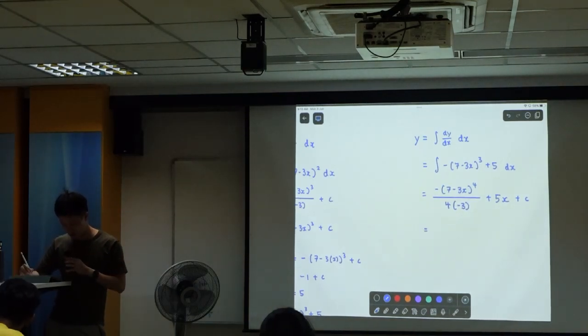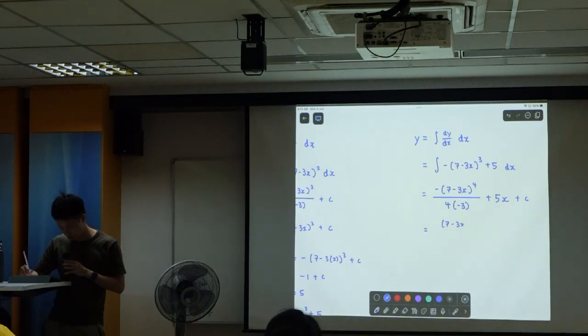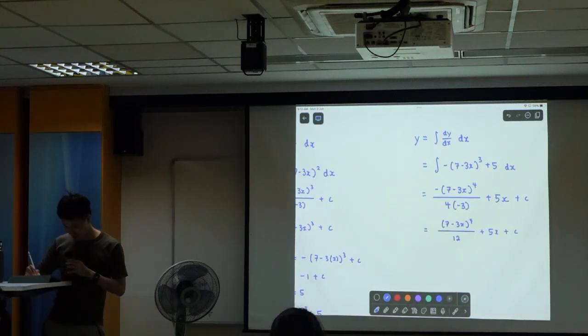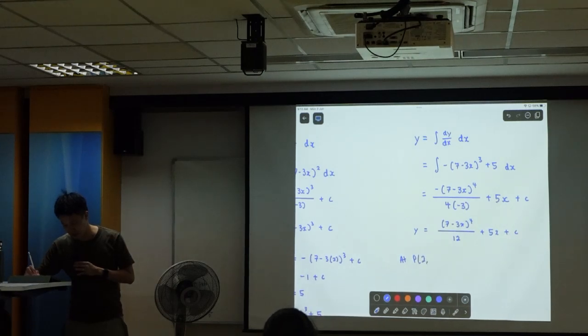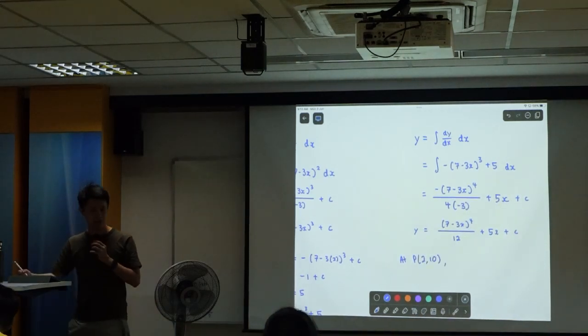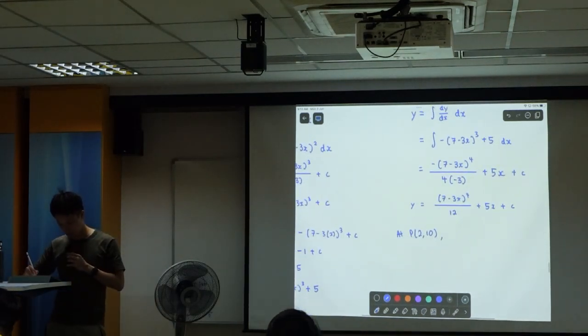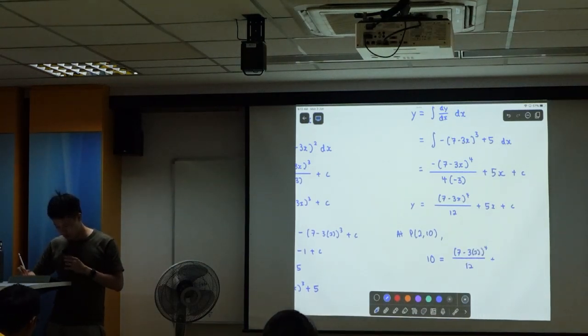So from here you will get (7 minus 3x) to the power of 4 over 12 plus 5x plus c. So you need to find this new c. But how to find this new c? Remember, point P has our x and y coordinate. So you just sub it in. So this will be 10 equals (7 minus 3 times 2) to the power of 4 divided by 12 plus 5 times 2 plus c.